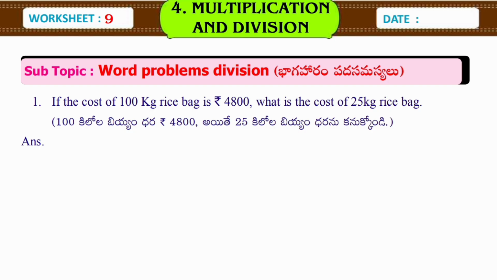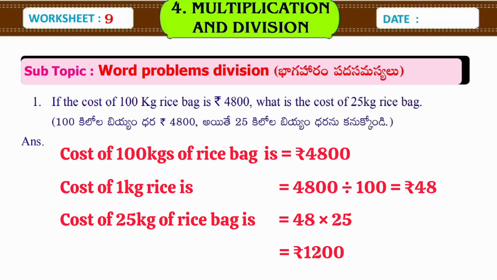If the cost of a 100 kg rice bag is 4800, what is the cost of a 25 kg rice bag? Okay, let's see the solution. Cost of 100 kgs of rice is 4800 rupees. You have to do the division, then only you will get the cost of 1 kg of rice. So 4800 divided by 100.